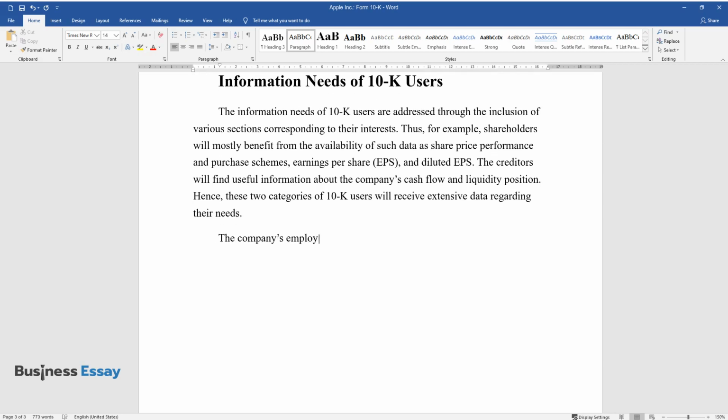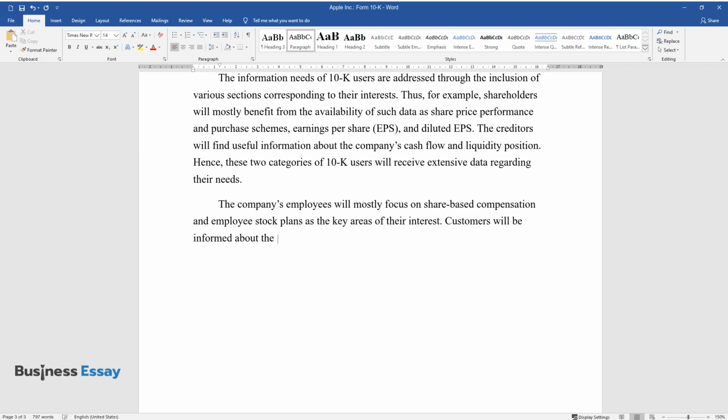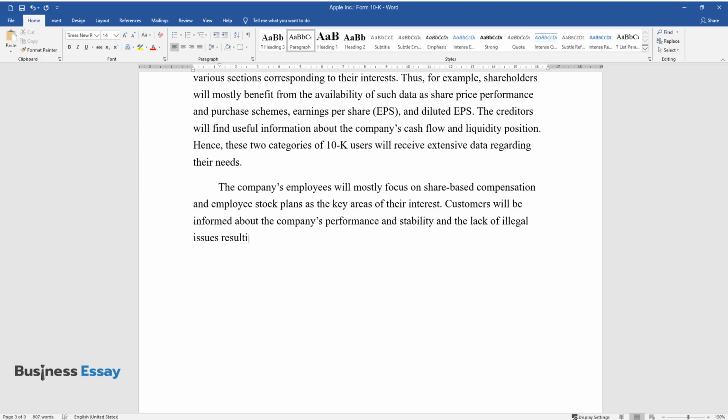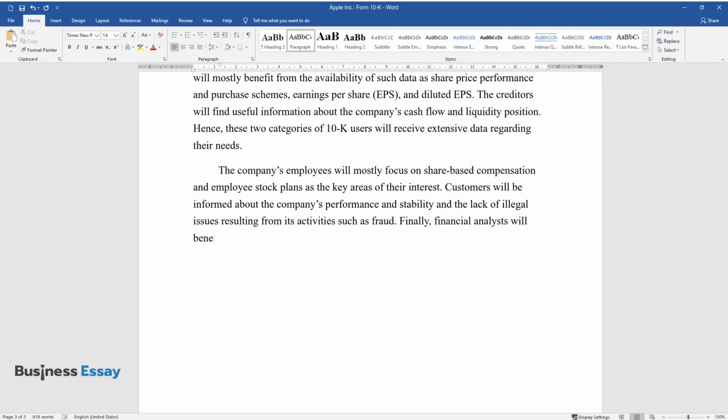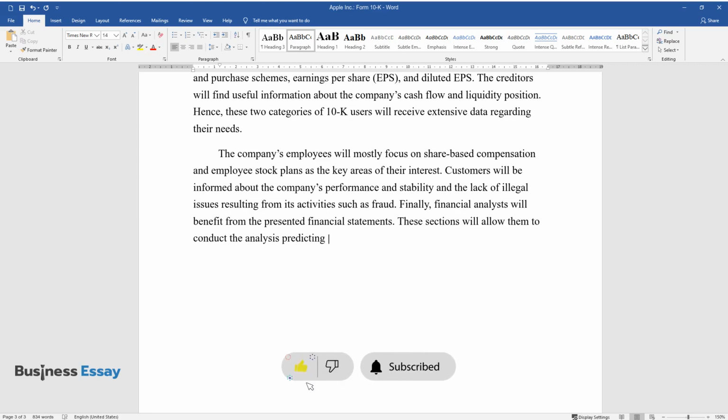The company's employees will mostly focus on share-based compensation and employee stock plans as the key areas of their interest. Customers will be informed about the company's performance and stability and the lack of illegal issues resulting from its activities, such as fraud. Finally, financial analysts will benefit from the presented financial statements. These sections will allow them to conduct the analysis predicting the development of Apple Incorporated in the nearest future.